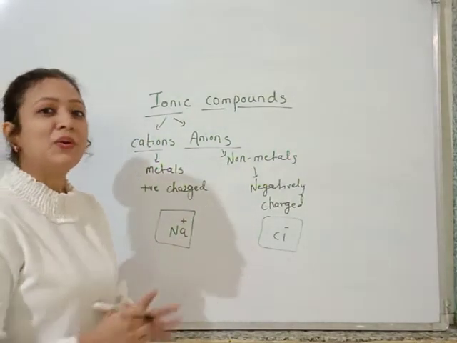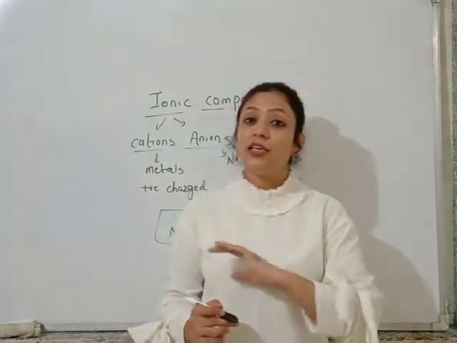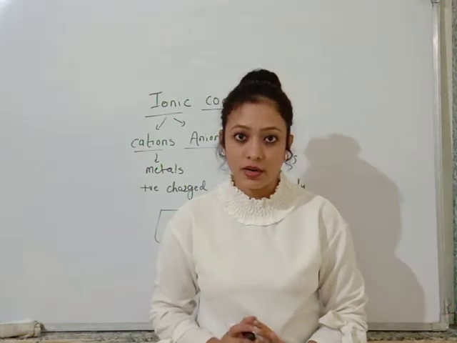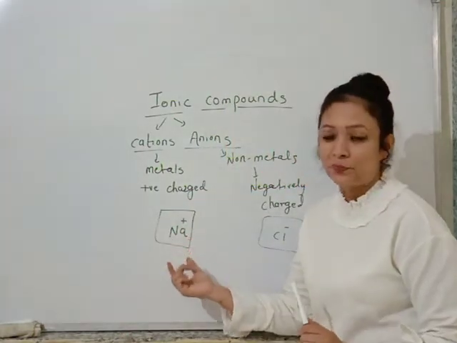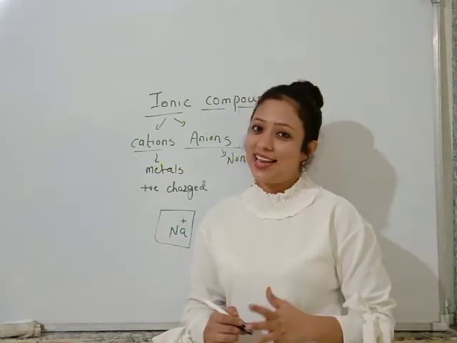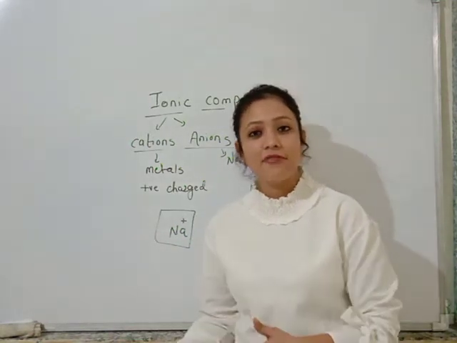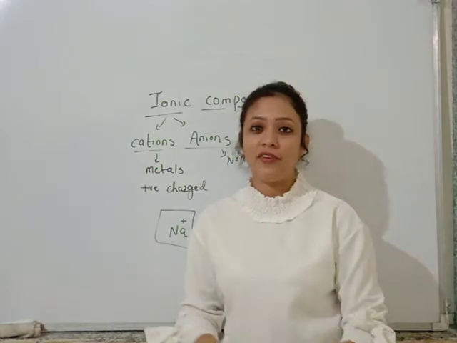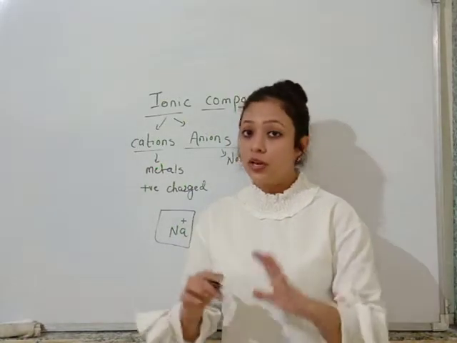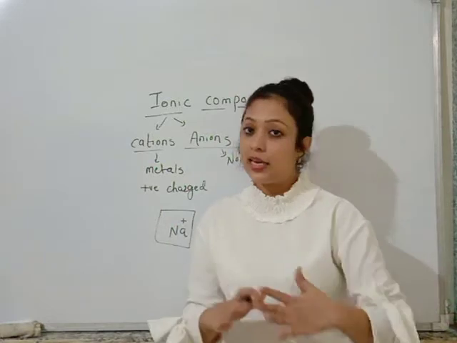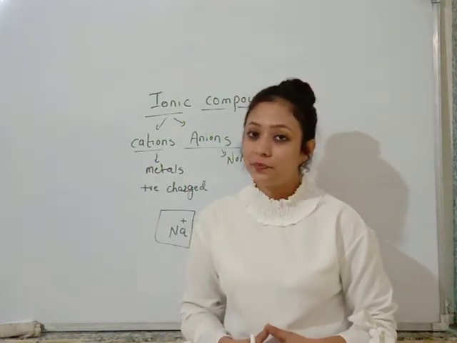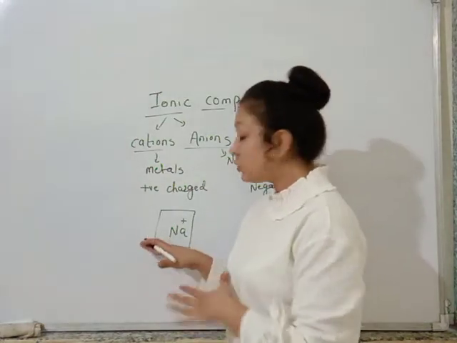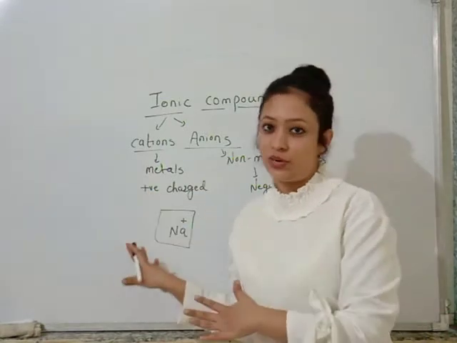Why is this so? Because students, you know very well that in a neutral atom, the protons and electrons are present in equal number. For example, sodium. The atomic number of sodium is 11. What does it mean? It has 11 protons in its nucleus and 11 electrons revolving around the nucleus. So if an equal number of positive and negative particles are there in an atom, its net charge is 0, which means it is a neutral atom.